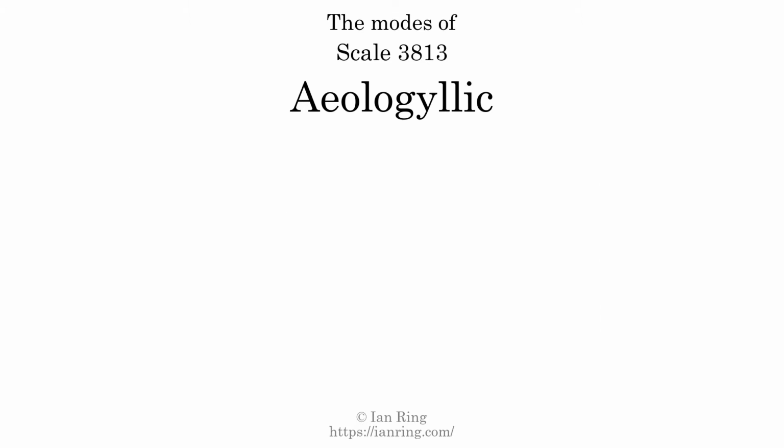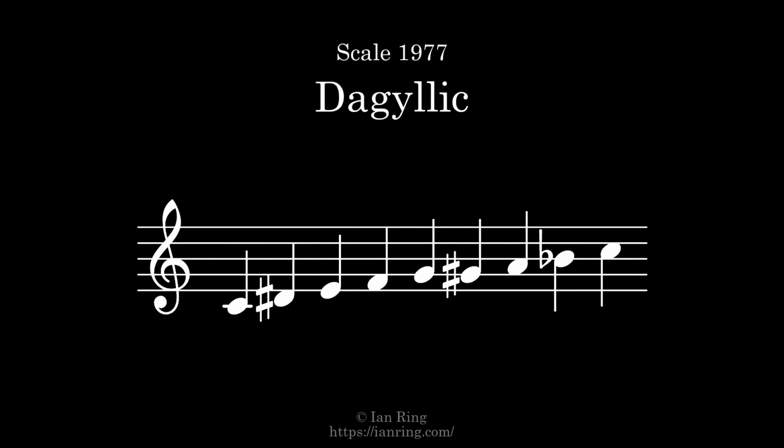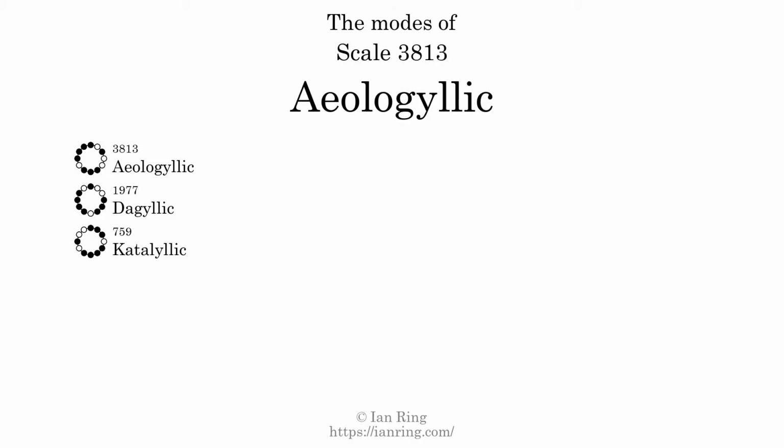This scale has 8 modes. The first mode is itself. The second mode is scale 1977, also known as Aeologyllic. It sounds like this. The third mode is scale 759, also known as Heteromorphisms. It sounds like this.